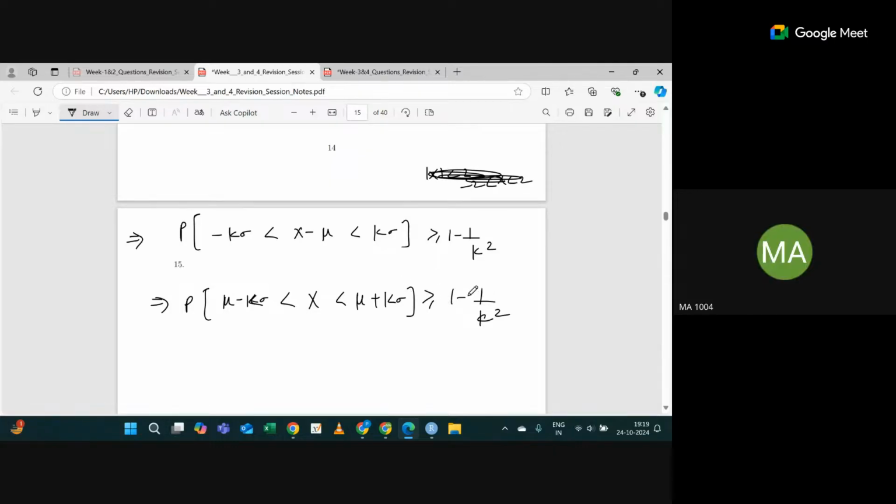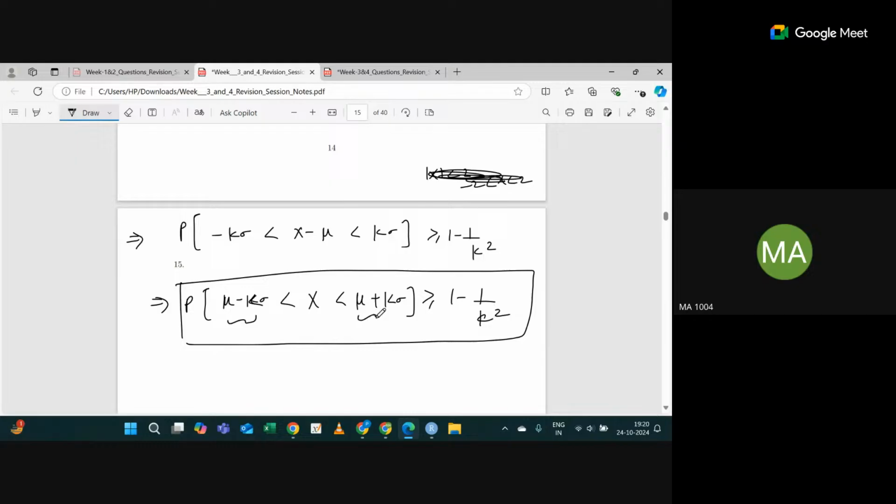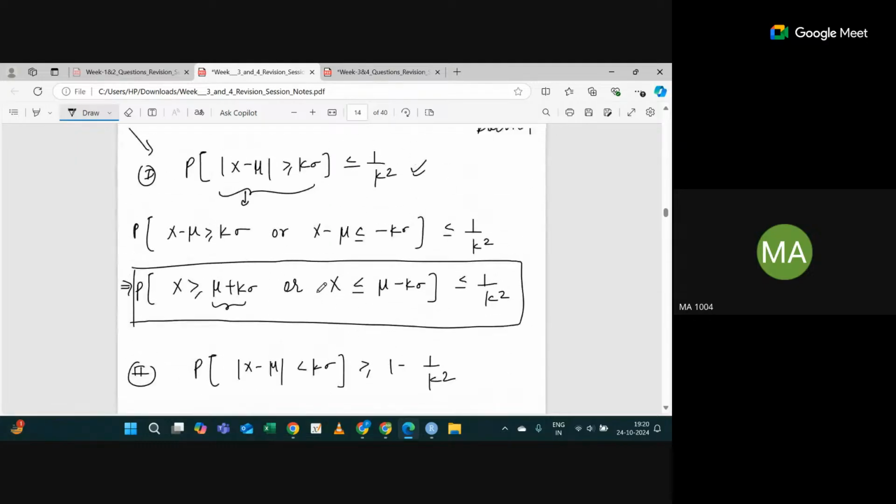So whenever you are asked to find the bound for the probability that X is lying between some two values, you can proceed with this. Here X is lying between two values, right? Whereas in the earlier form X is greater than or equal to one value and X is lesser than or equal to another value. Are you getting? Okay. Let me take one example.